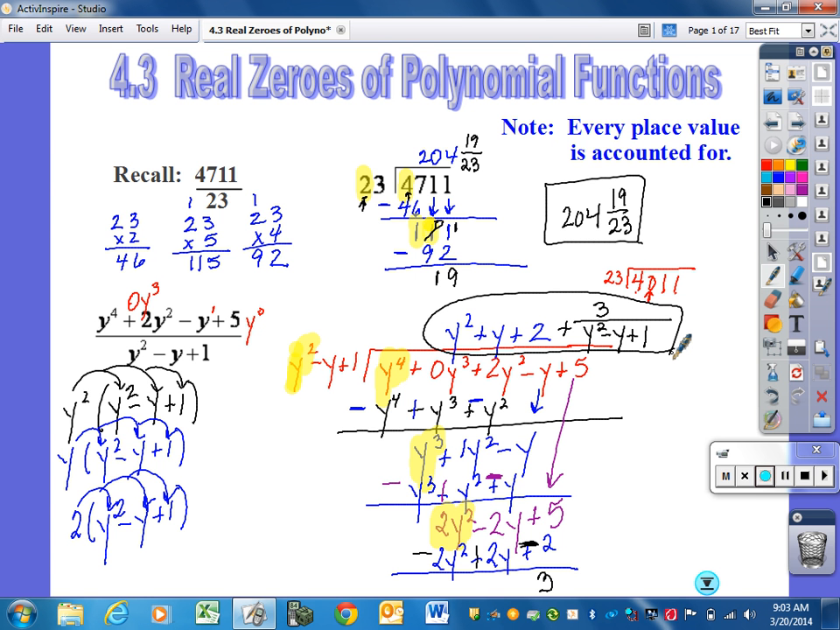That's long division. You have no choice but to use long division when you divide by a trinomial. If I am dividing by a binomial, I can use what's called synthetic division. So let's go through the rules for synthetic division.